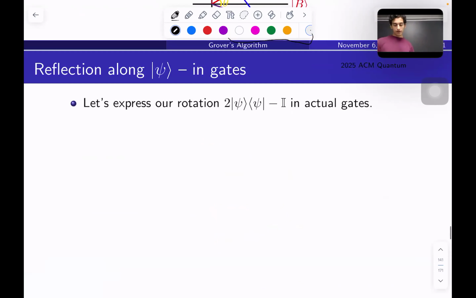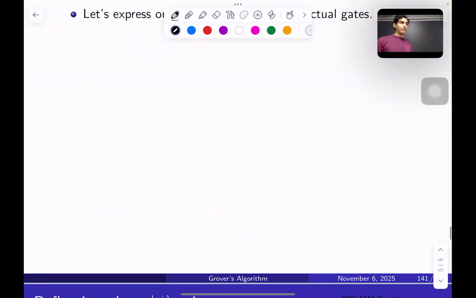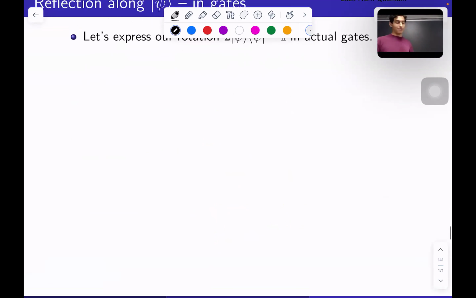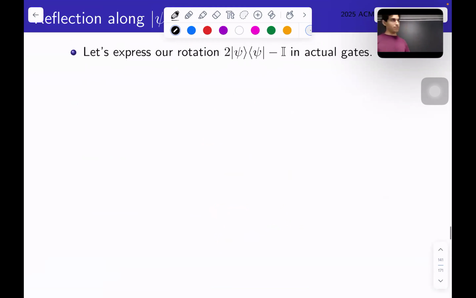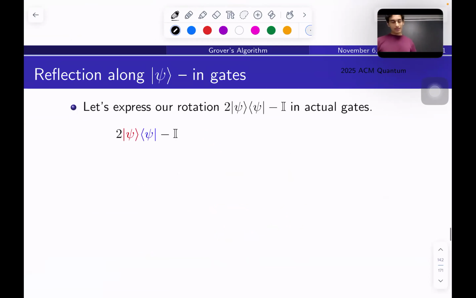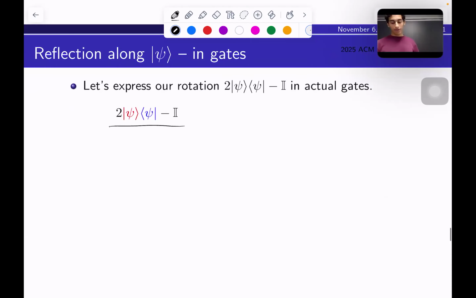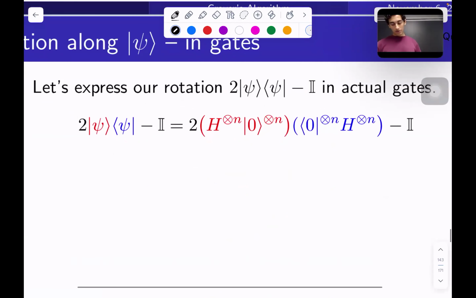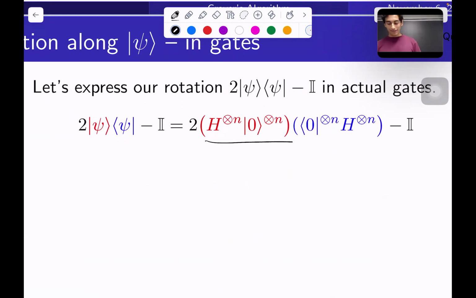Okay. I just gave you the matrix form, or what you can expand to be the matrix form, so we can put it into actual gates. Let's do some algebra on it and then we'll see what gates we have. So we start with this. We know that psi is the application of Hadamard gates onto the all zero state, so we can just sub that in here.